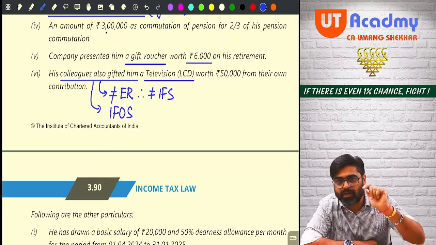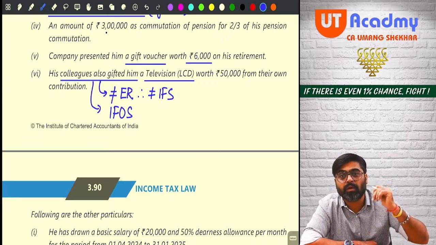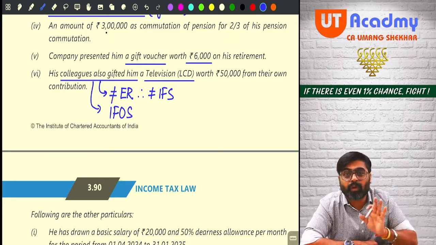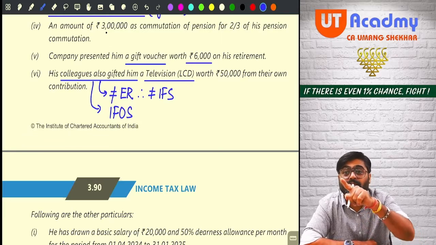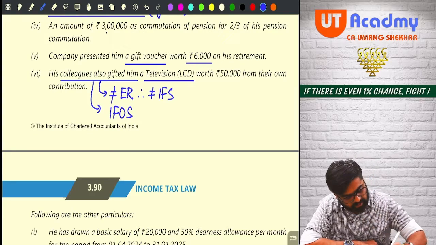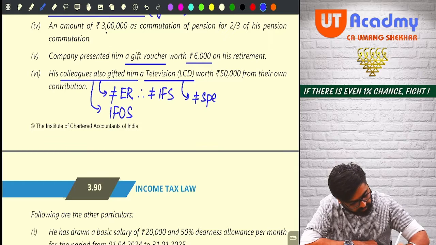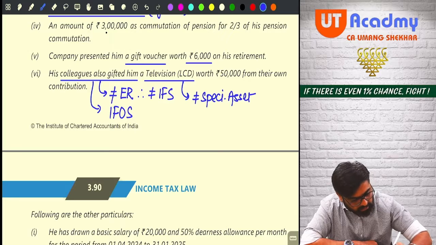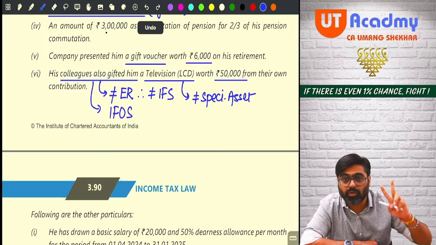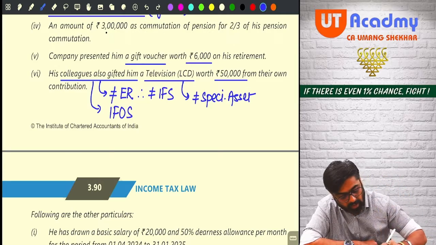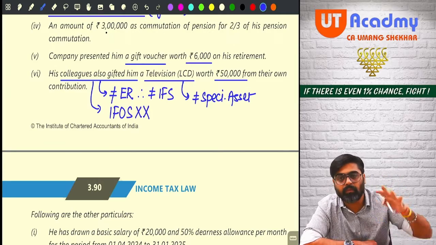This will go to IFOS, but IFOS will not allow this gift to enter. Why? Because number one, this is not a specified asset. This is a television, not a specified asset. And the second reason is the value is only 50,000, not more than 50,000. Getting my point? So two reasons. Because of that, it will not come in IFOS also. It will be ignored.